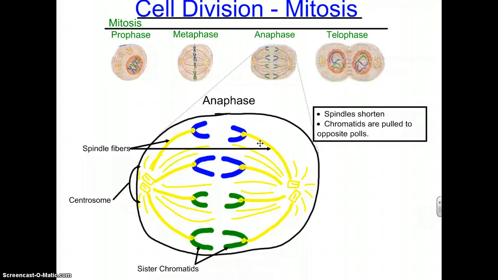All right, so now these spindle fibers are shortening, pulling the chromosomes to either side. Also, the chromatids are then being pulled to opposite ends of the pole. Great. So we have two complete copies of the DNA, one on either side. Any questions? So far, so good? All right.